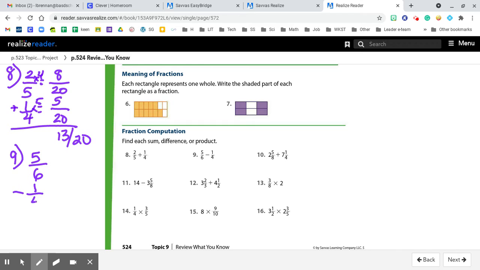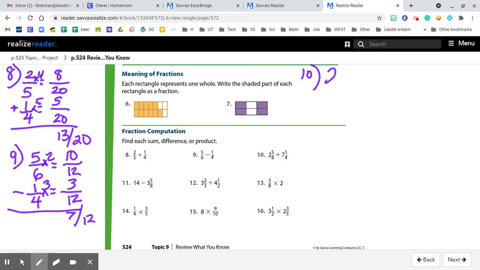5/6 minus 1/4. The denominators are different. I'm going to start counting by 6s. I'll hit 12. 4 will go into that. So that is the smallest number that both of them will go into. And now remember, my operation is subtraction here. Again, 7 is prime. 7 doesn't go into 12, so I know that cannot be reduced.